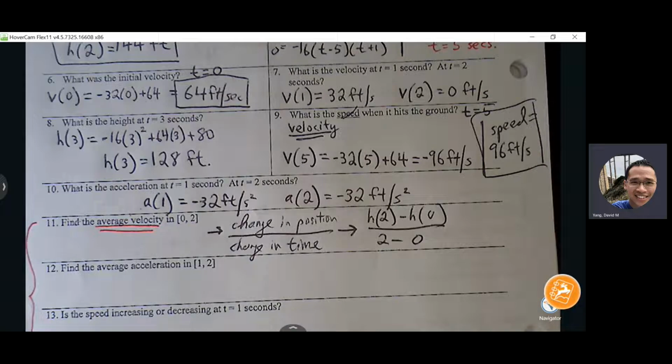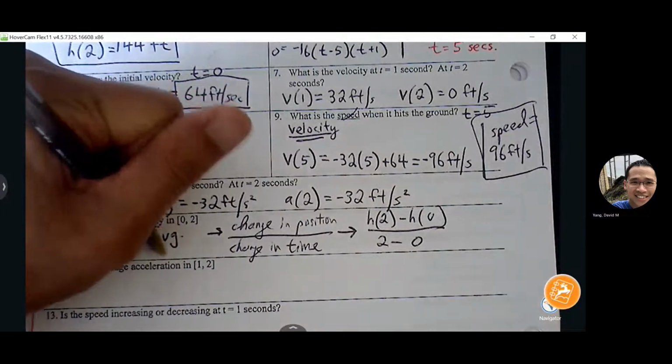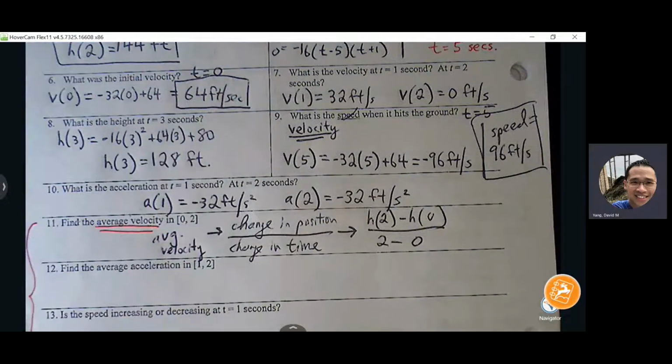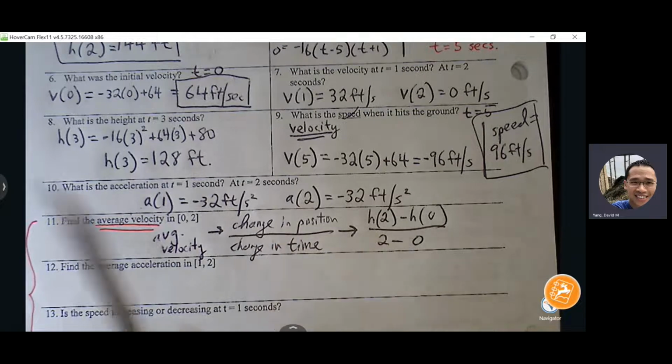so let me pick up where we left off. Number 11: find the average velocity from 0 to 2 seconds. Here's the definition for average velocity. Average velocity is defined as the change in position divided by the change in time. Because velocity is the rate of change of position, the slope of position, it makes sense that average velocity is the change in position over change in time.